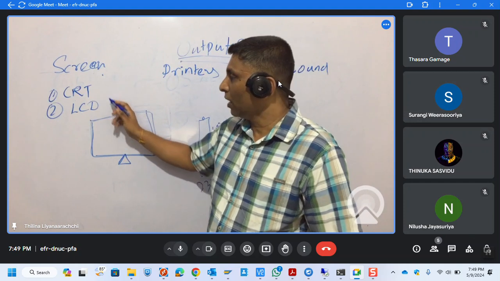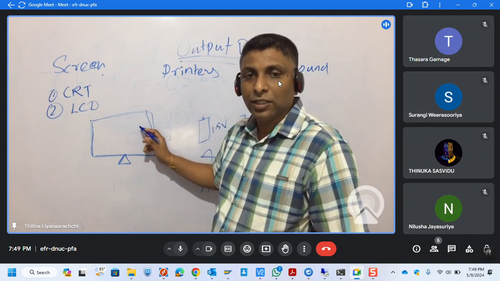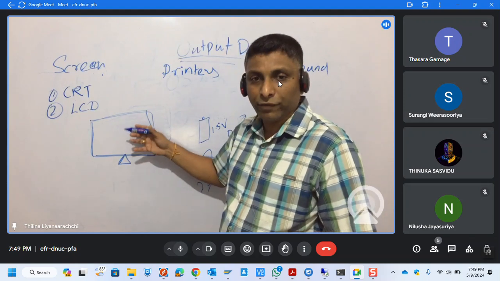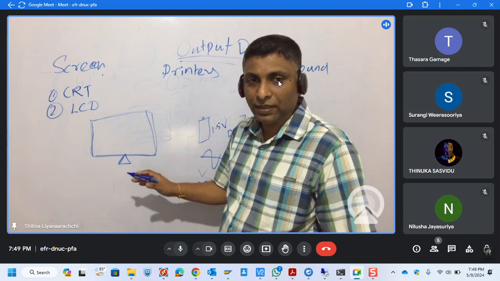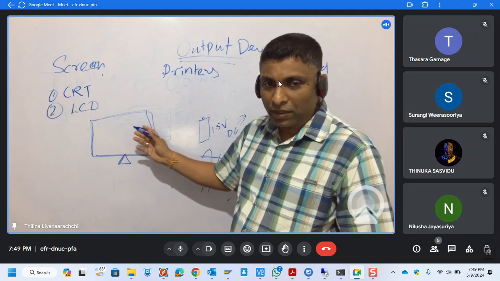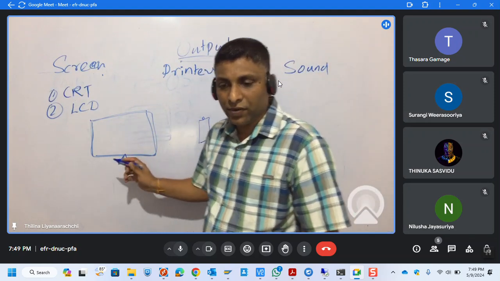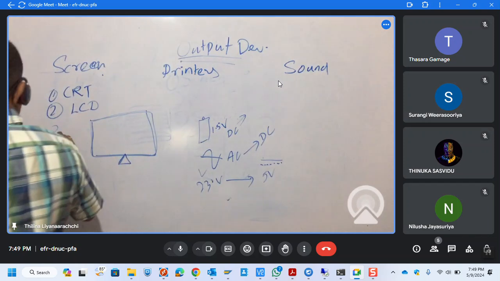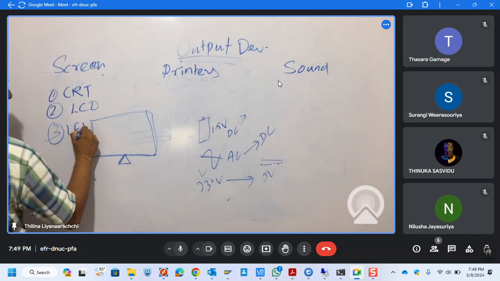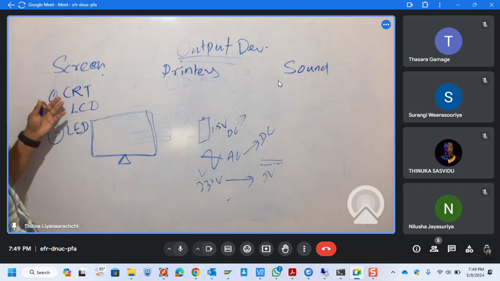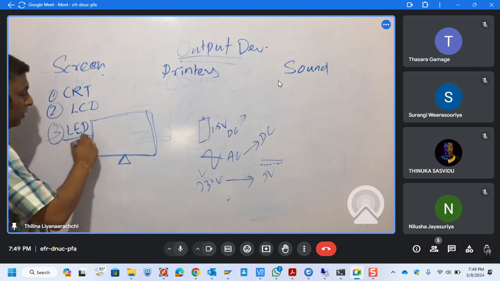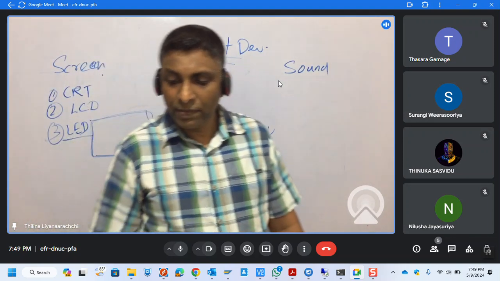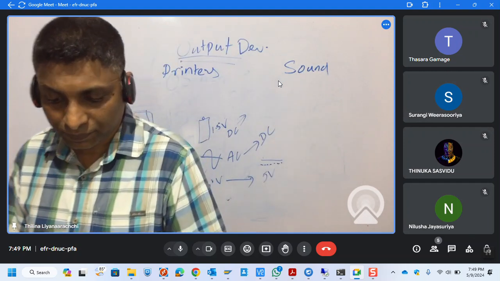So compared to this one, it is a very high clarity display. So they could generate very high graphics on LCD, right? LCDs are still available, but gradually it's converting. Now we are using LED devices, right? So afterwards they introduced LEDs. Compared to both of these, LED displays consume very less energy, right? So it's a very big advantage.